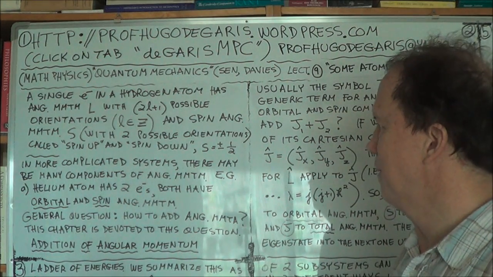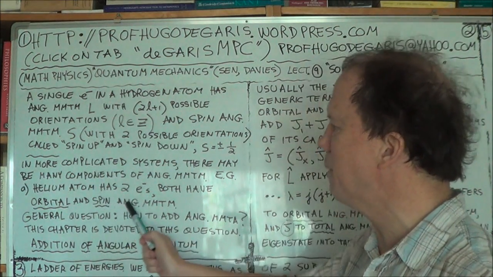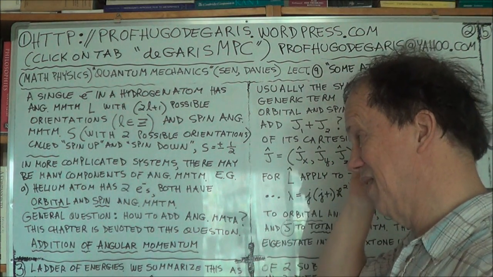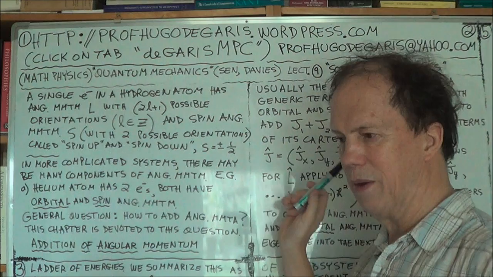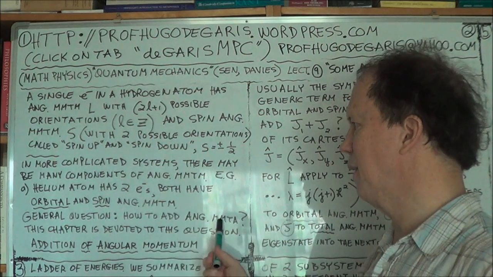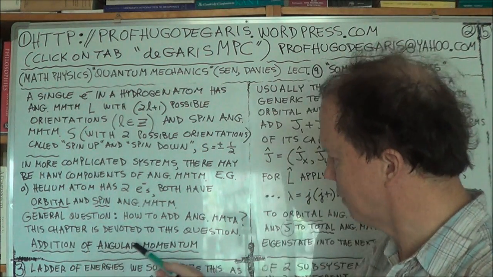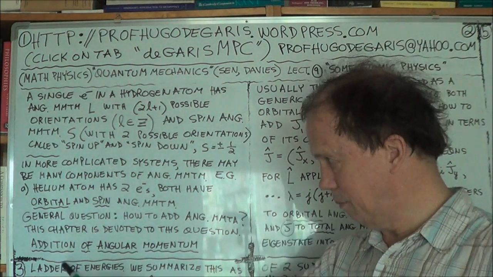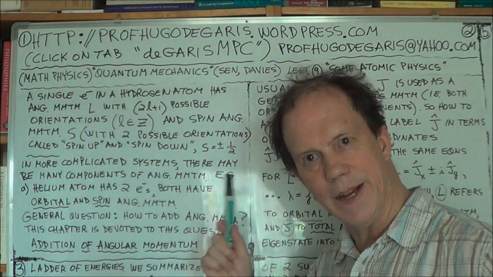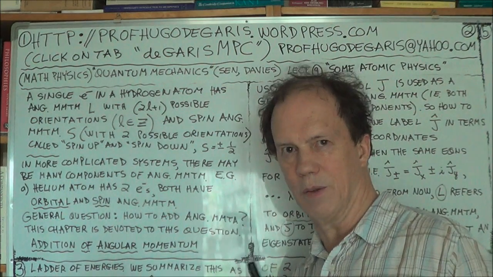So the helium atom has 2 electrons. Each electron has an orbital angular momentum and a spin angular momentum, so you've got four angular momenta there already. The theme of this chapter, which we've done a bit already in the previous chapter, is how to add angular momentum. This chapter is devoted to this question: how do you add angular momentum 1 plus angular momentum 2 in quantum mechanics?